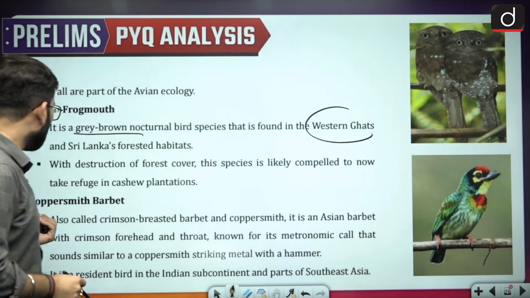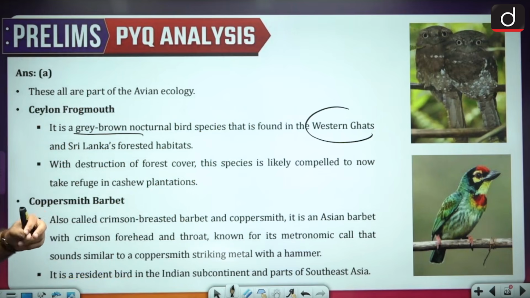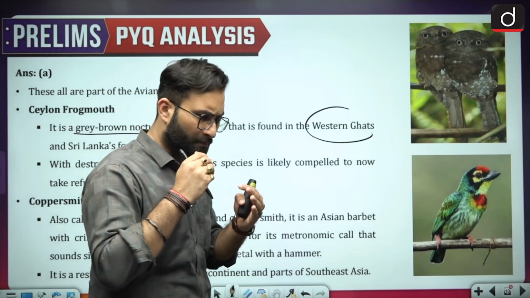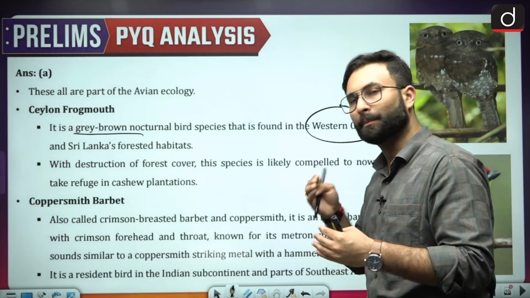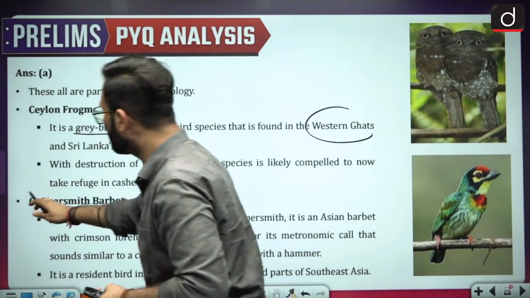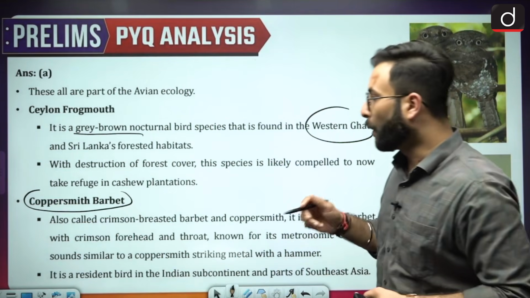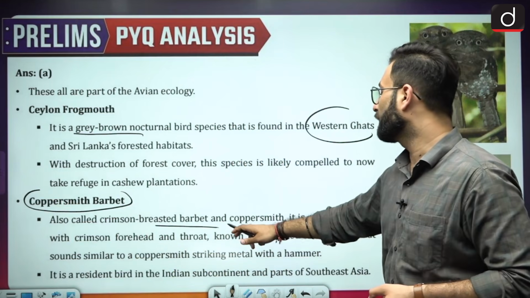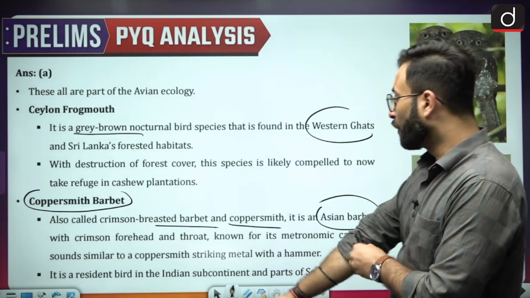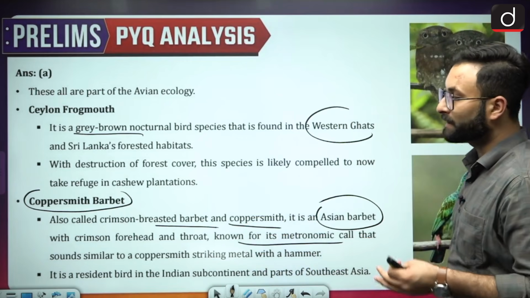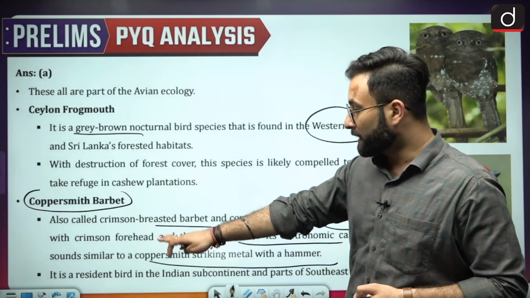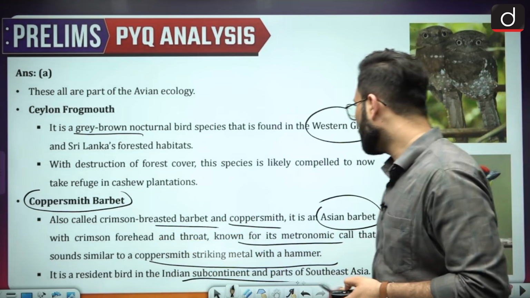Coming to the next one, that is your coppersmith barbet. The name has been given because when it makes a sound, it sounds like a coppersmith putting a hammer on something, on metal or something like that. On that particular sound the name has been given, that is coppersmith barbet. It is also known as the crimson-breasted barbet. It is an Asian barbet with a crimson forehead and throat, known for its metronomic call that sounds similar to a coppersmith striking metal with a heavy hammer. It is a resident bird in the Indian subcontinent and parts of South Asia.